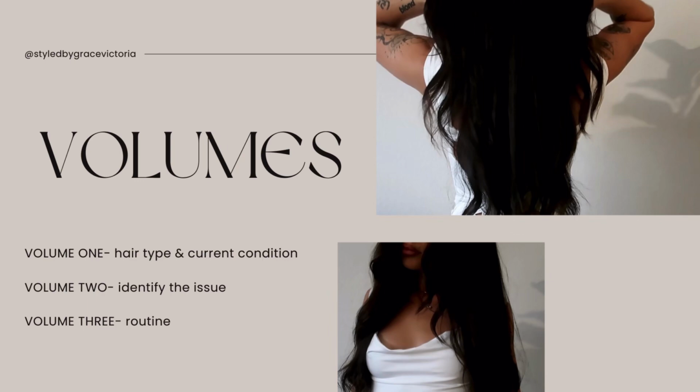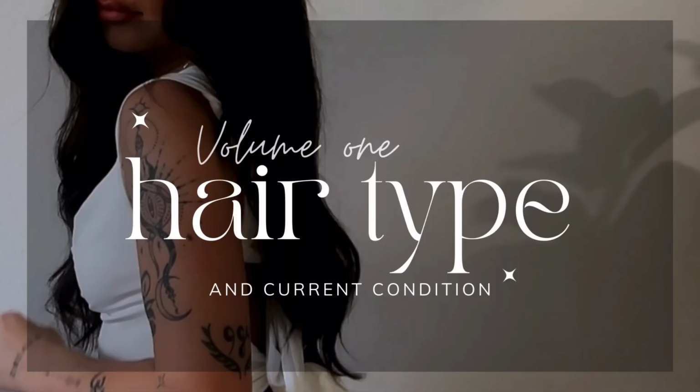Volume 1 is your hair type and its current condition. Volume 2 is going to be how to identify your hair growth issue. And Volume 3 is your routine. So let's jump right into Volume 1, which is hair type and current condition.